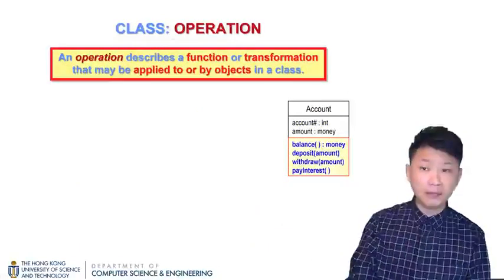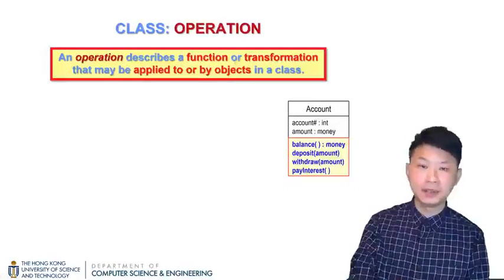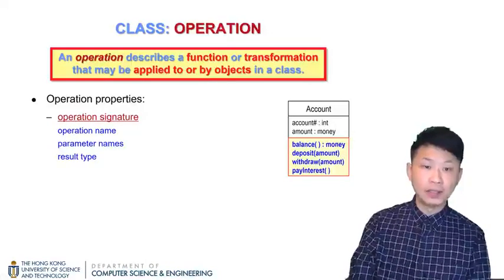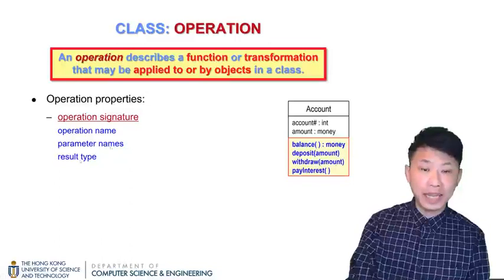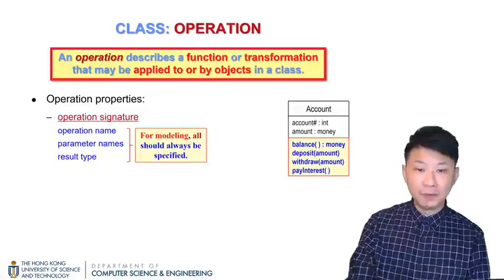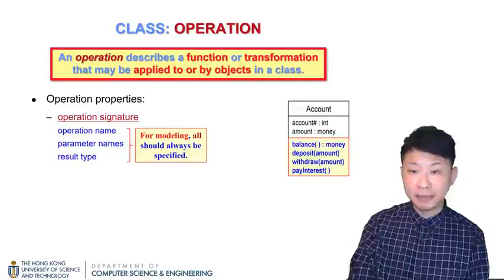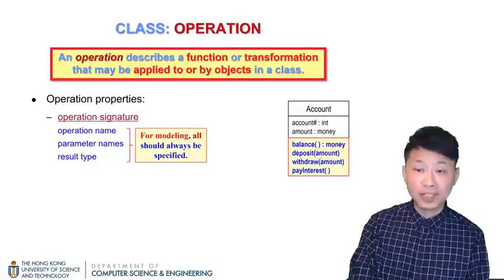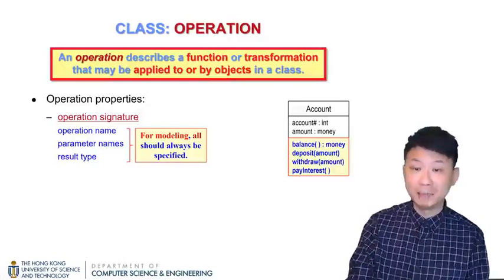Another thing that we need to specify within a class is what we call an operation. An operation describes a function or transformation that may apply to or by objects within the class. So we are talking about operations that we can perform within the class. For each operation we have to specify the operation signature: the name, parameter name, result type, etc. For modeling, all this should be specified. For example, the name of the operation is deposit, the parameter that we input into this operation is amount, and we also need to specify what is returned by this operation.